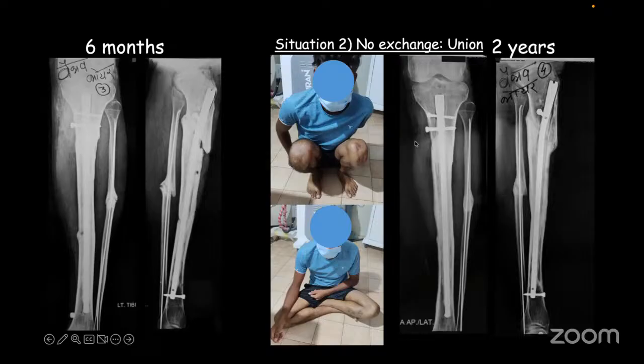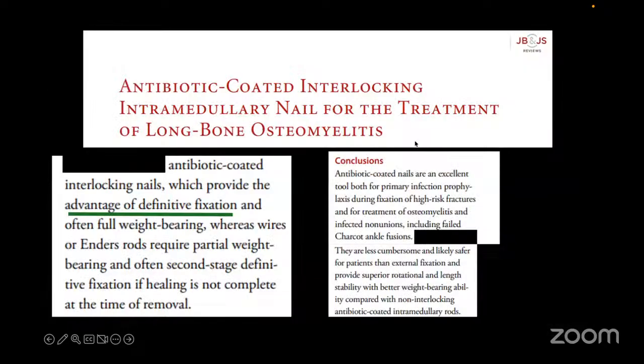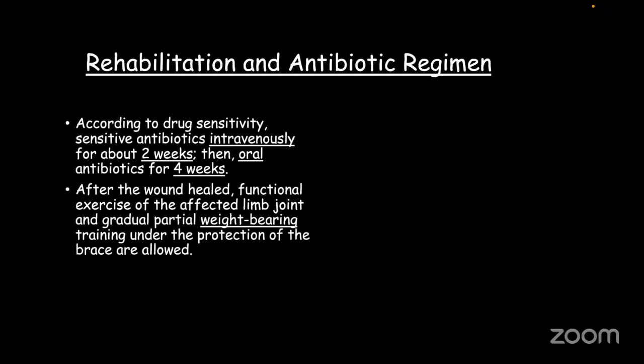So there is a role, there is evidence, in those situations where the antibiotic rod can be retained till you get the union, provided it is stable enough. Rehabilitation and antibiotic regime: according to the drug sensitivity, a sensitive antibiotic intravenously should be given for 2 weeks, and then oral antibiotics for 4 weeks. And after the wound has healed, functional exercises of the affected limb joint and gradual partial weight bearing and training under the protection of a brace should be allowed.